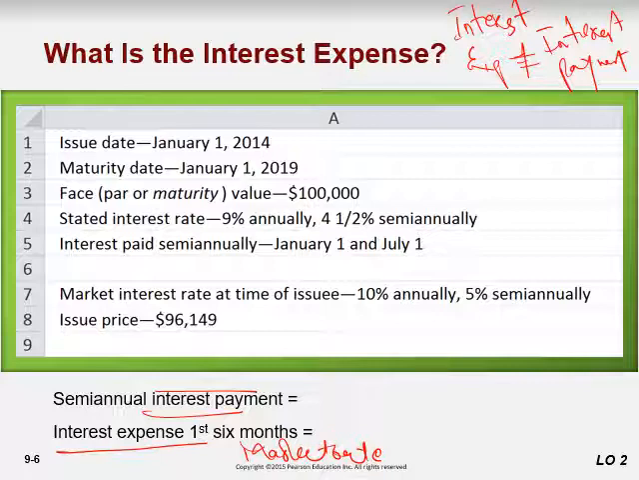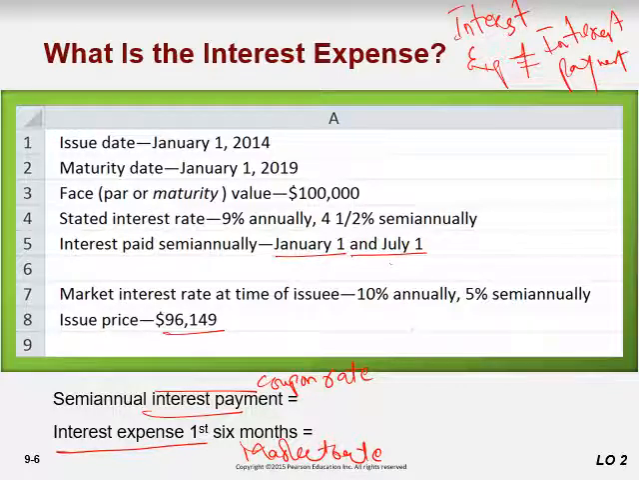Whatever is written on the face of the bond, the company is liable to pay that. So payments are based on the coupon rate. Interest is paid semi-annually, which is July 1st and January 1st. So what will be the first 6 months' interest expense? Interest expense is equal to market price multiplied by market rate.